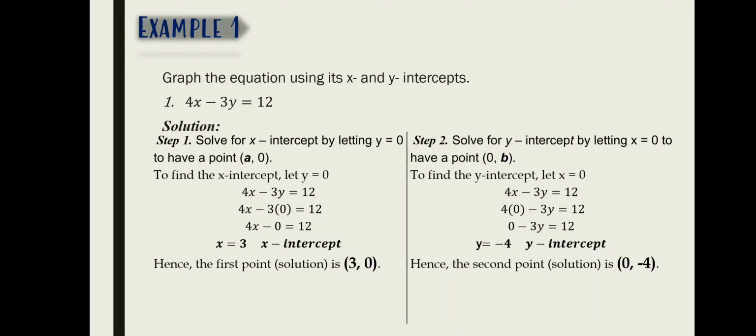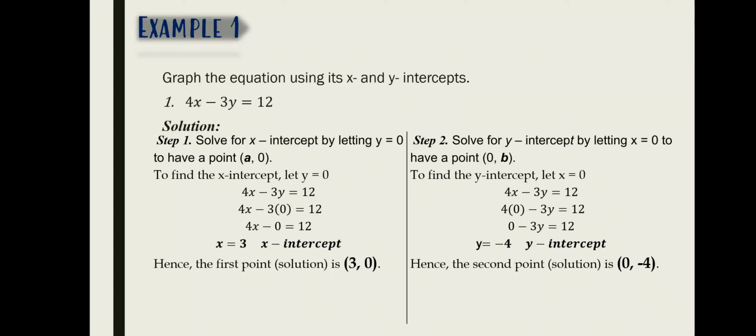Step 2. Solve for y-intercept by letting x equal 0 to have a point 0, B. To find the y-intercept, let x equal 0. Again, rewrite the equation 4x minus 3y equals 12. Then, substitute the value of x, which is 0, to our original equation.